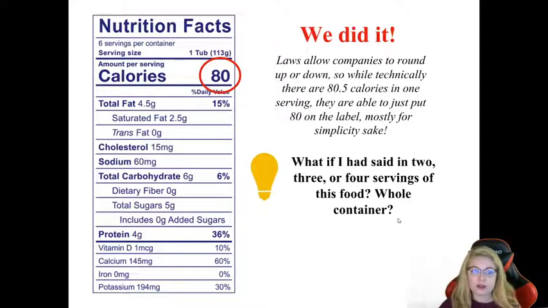Or maybe I'll ask you to calculate in the whole container. All right, so in this case, you're going to look up at the top. How many servings are in one whole container? Not one serving, but one container of this food. It's 6. All right, so you would take that number that we calculate and you would multiply it by 6.